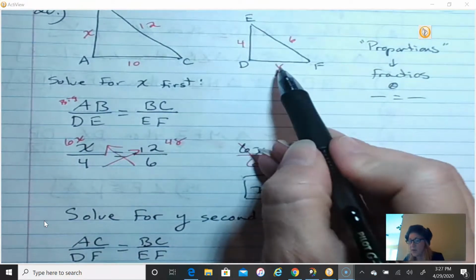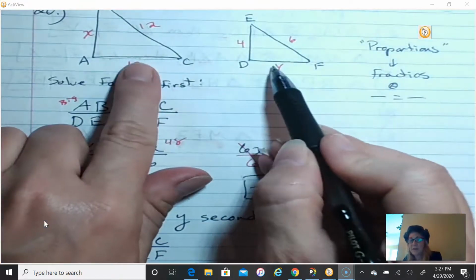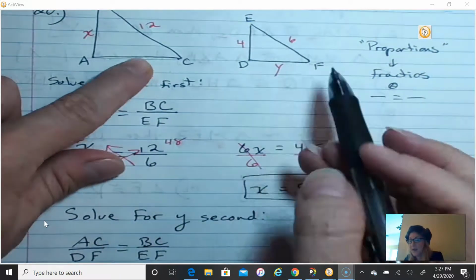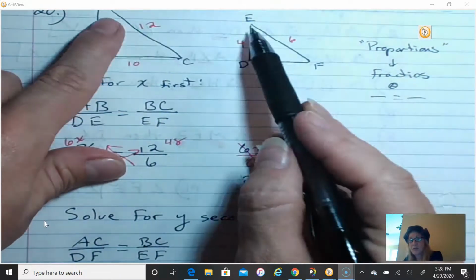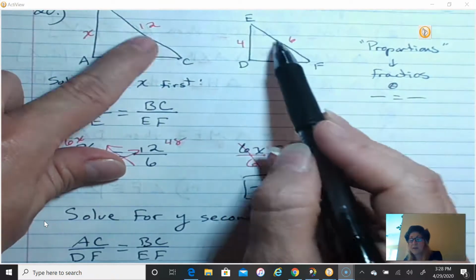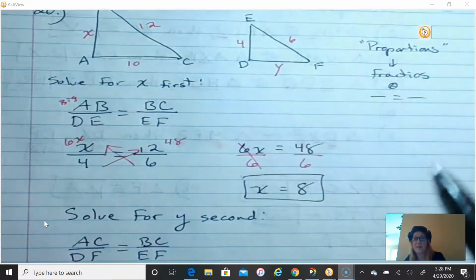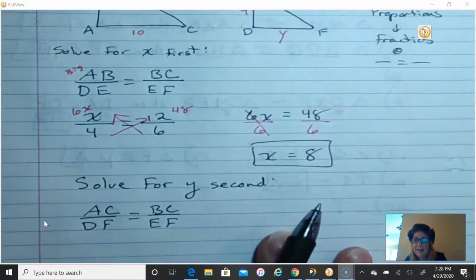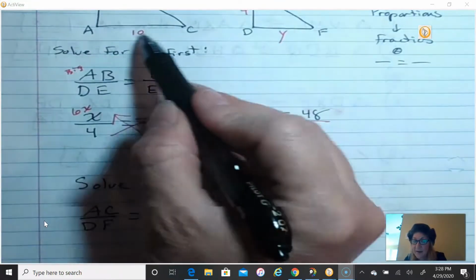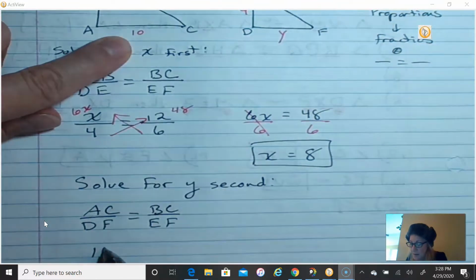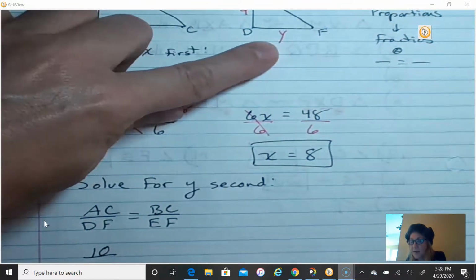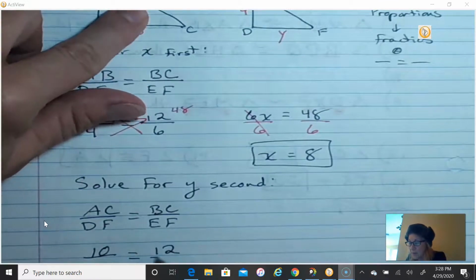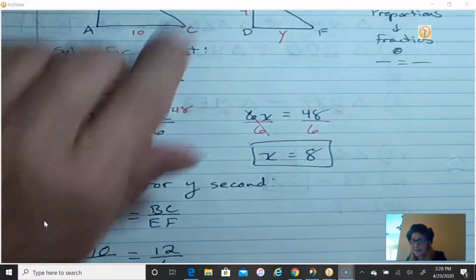So we're trying to find Y, so these two sides correspond, and I wrote large on top and small on the bottom. And then we have to do a proportion to get that scale to find it. So we're using these two sides because they already have a measurement. Large on top, small on the bottom. All right, AC is 10. DF is Y. BC is 12. And EF is 6.